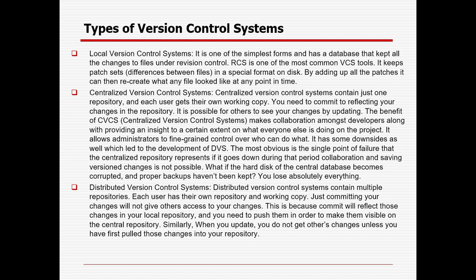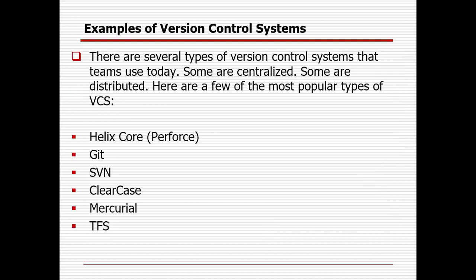Distributed version control system contains multiple repositories. Each user has their own repository and working copy. Just committing user changes will not give others access to their changes. This is because commit will reflect those changes in their local repository, and users need to push them in order to make them visible on the central repository. Similarly, when users update, they do not get other changes unless they have first pulled those changes into the repository. Okay, so I will just let you know the flow, how it works, then definitely you can get to know.